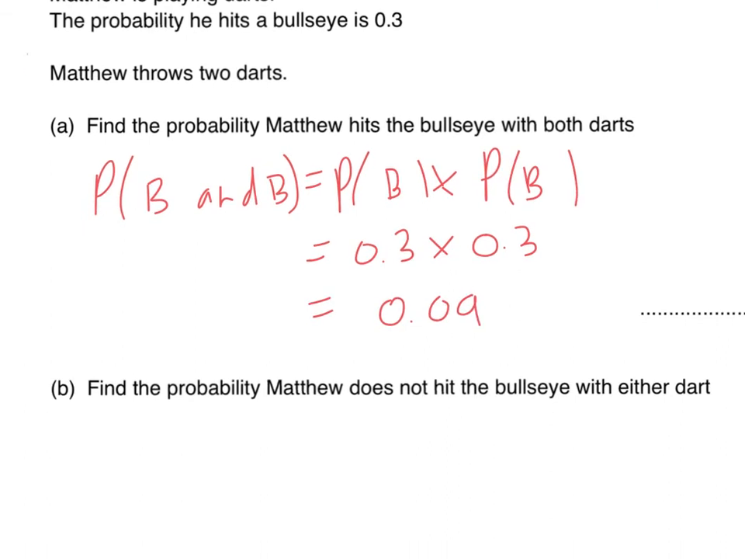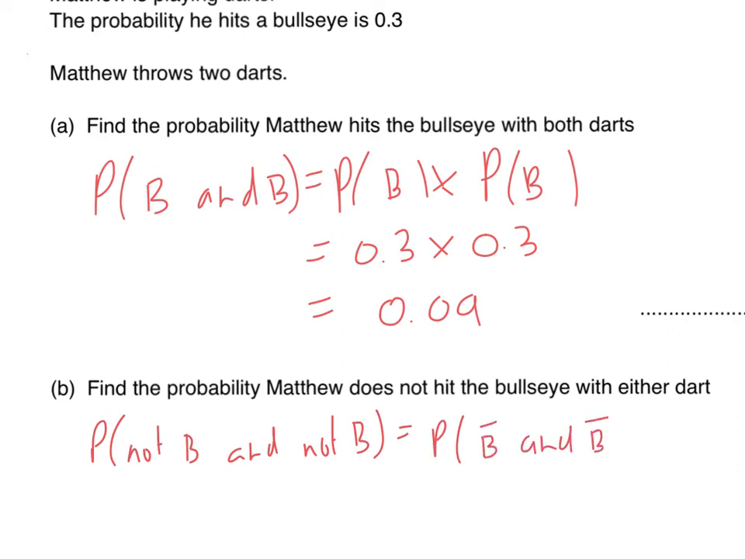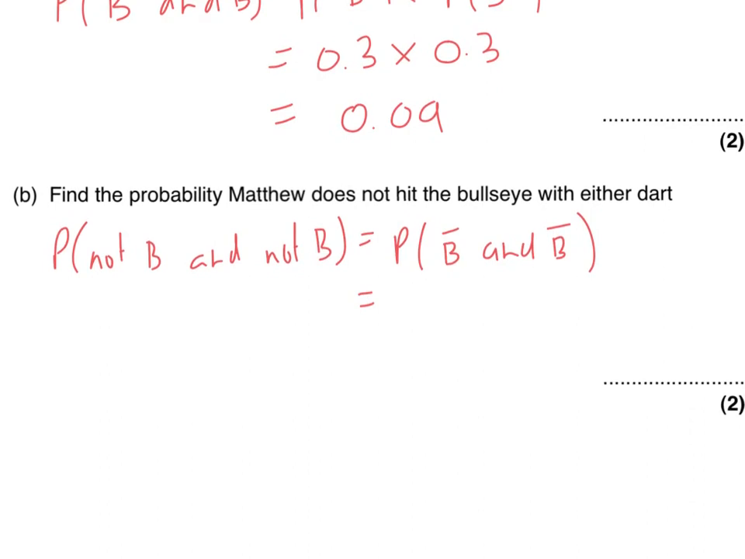Part B is to find the probability Matthew does not hit the bullseye with either dart. So probability of not bullseye and not bullseye. You might think that's a lot of writing. So in maths and statistics, we can put a line on the top. And that means probability of not B and not B. So the line is a quick way of saying not that thing.